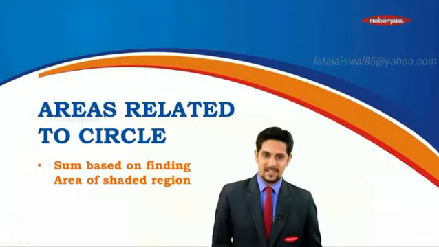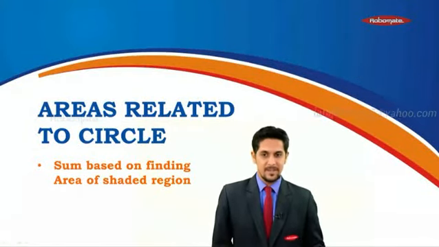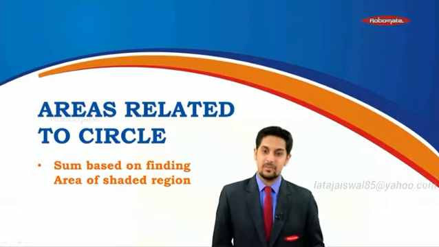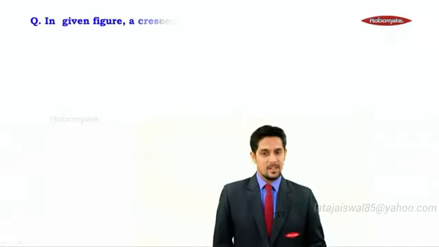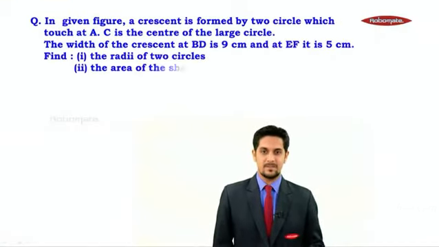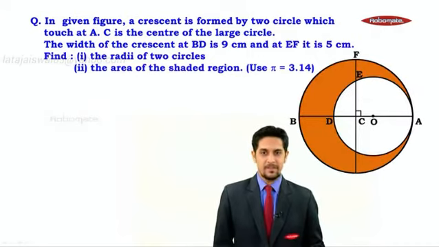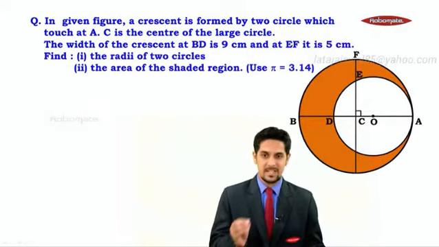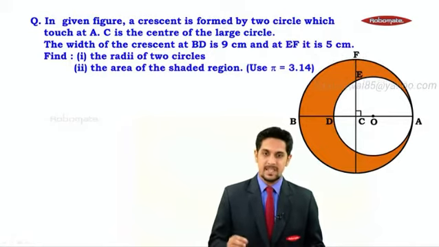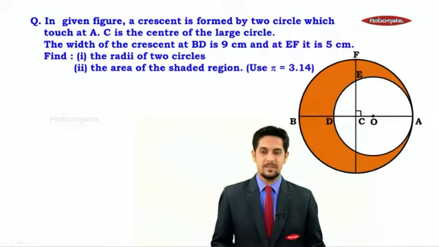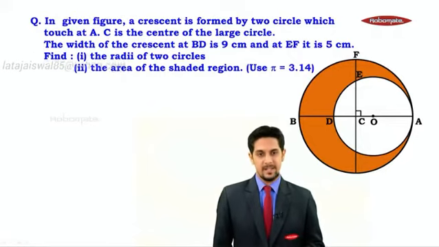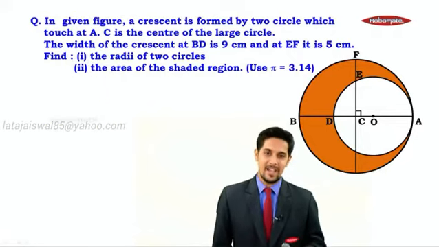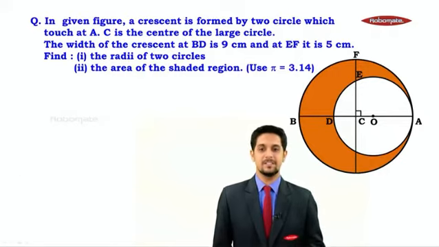Students, let us understand a very interesting sum based on finding the area of a shaded region. Here is the question for us, which says: in the figure, a crescent is formed by two circles which touch at point A. C is the center of the larger circle. The width of the crescent at BD is 9 centimeters and at EF it is 5 centimeters.